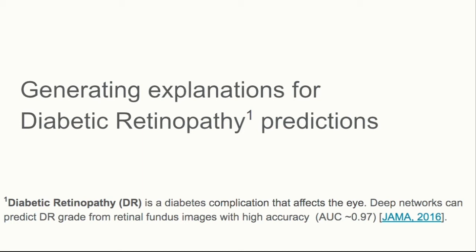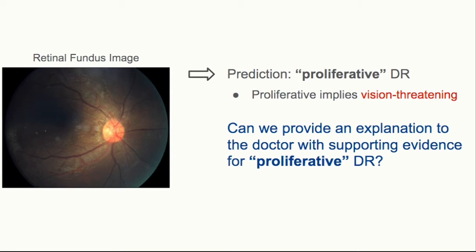So another project we did is generating explanations for this diabetic retinopathy network. Diabetic retinopathy is a complication of the eye that happens in advanced diabetes. If left untreated, it can lead to blindness. So there's this scheme for grading DR from retinal fundus images.